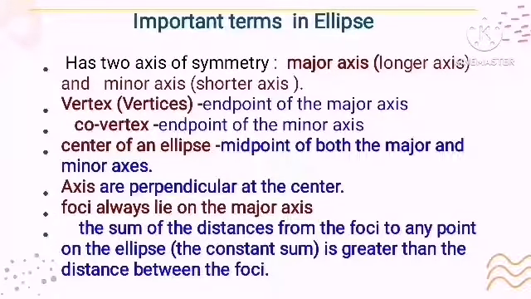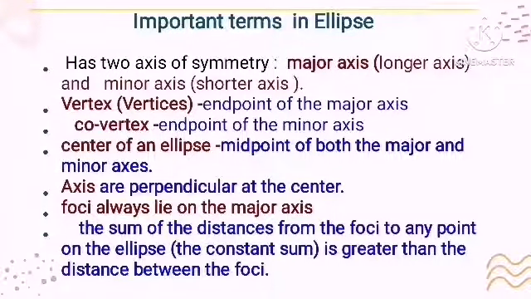Note that in an ellipse, there are two axes of symmetry: the major axis, which is the longer axis, and the minor axis, which is the shorter axis. The vertex or vertices of an ellipse are the endpoints of the major axis, while the co-vertex or co-vertices are the endpoints of the minor axis. The center of an ellipse is the midpoint of both the major and the minor axes.